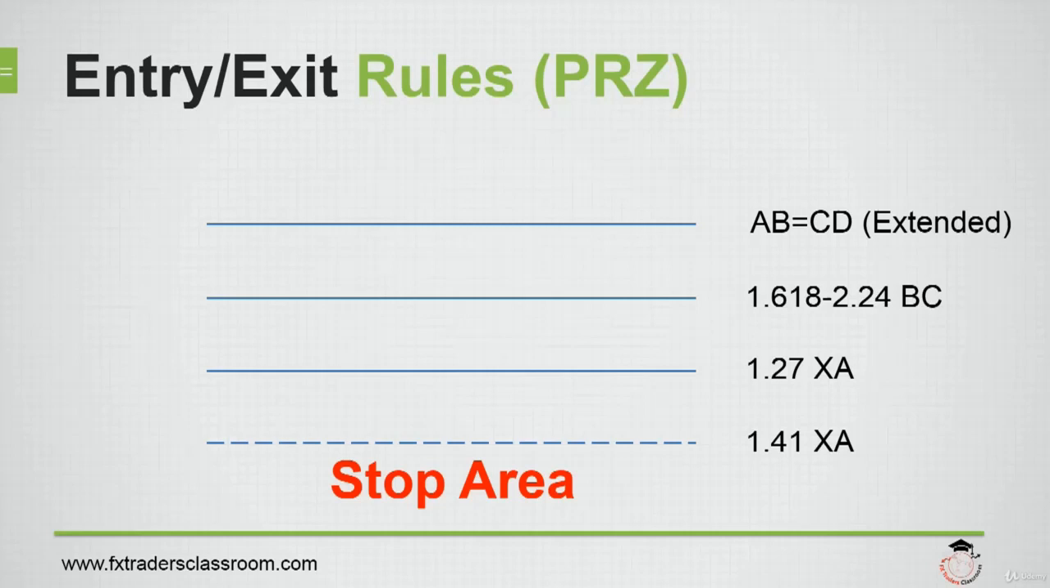Since the 1.27 XA is the most important level in this pattern, we use the 1.41 XA as a stop loss area. So we set our stop loss below the 1.41 XA, and we use this to separate the butterfly from the crab. So it is just outside the PRZ zone, and again, we are going to look for structure within this area.